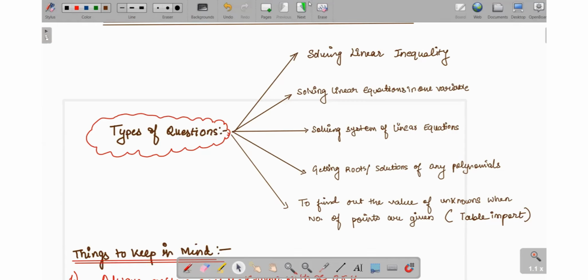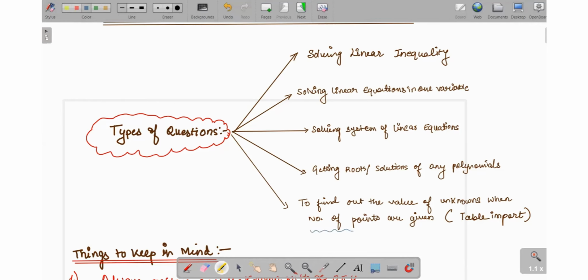After that, solving systems of linear equations. In school, you must be doing a lot of practice on the elimination method and substitution method. Let me tell you that these two methods are pretty lengthy and we will not be using them on SAT. So from now on, we have to use Desmos for solving systems of linear equations. Whenever you want to check the roots or the solution for any kind of polynomial, where the complete polynomial is given in the equation, you can directly put it on Desmos and check the roots. Last but not the least, to find the value of unknowns when points are given. What do I mean by that?